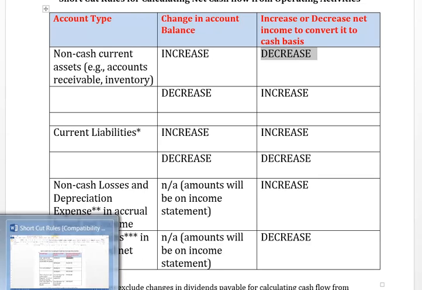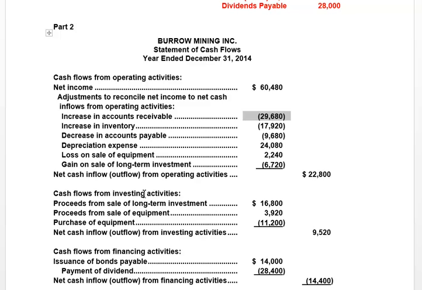So now, we've got an increase in inventory. When our inventory goes up, it goes up by $17,920. That means we bought more inventory than we actually expensed to income when we sold it. So that means our inventory went up. The cost of purchases exceeds what we booked as cost of goods sold in the income statement. So therefore, to reflect a higher cost of inventory, which is what we're going to pay out in cash, we have to reduce net income to convert it to the cash basis by $17,920.